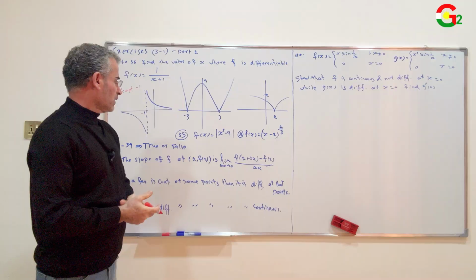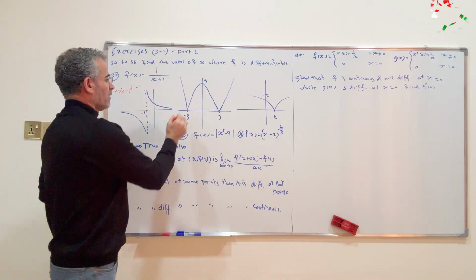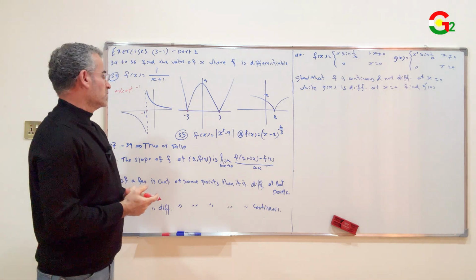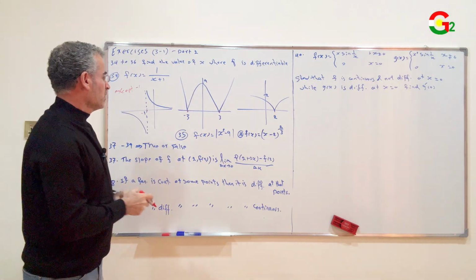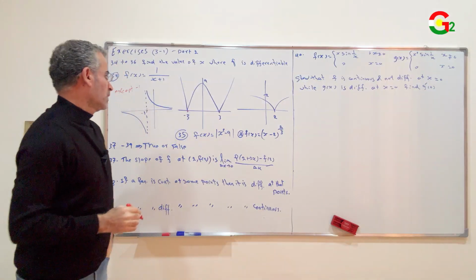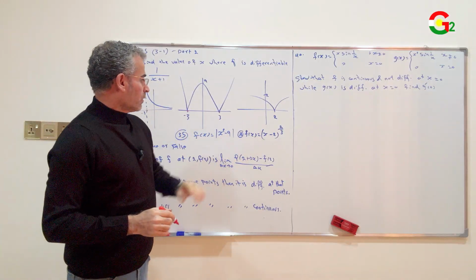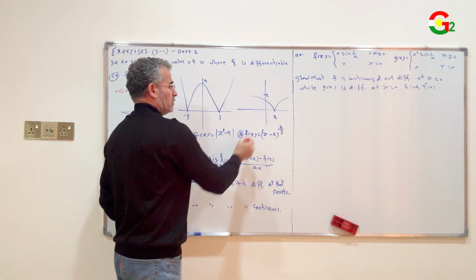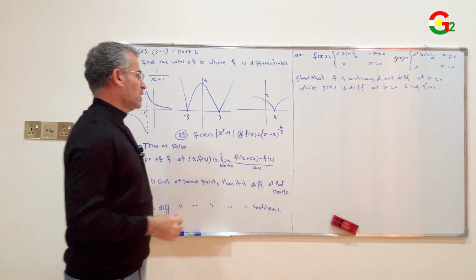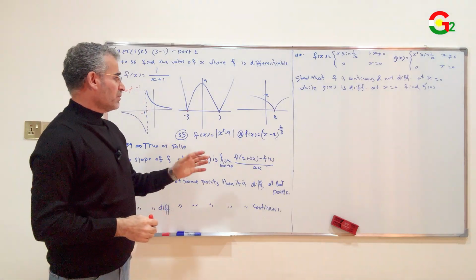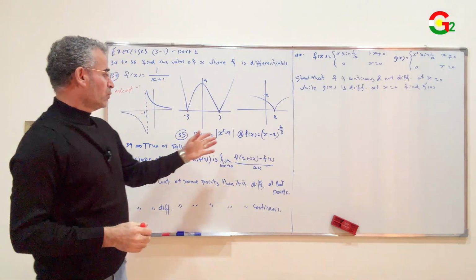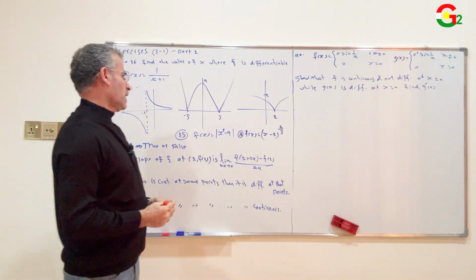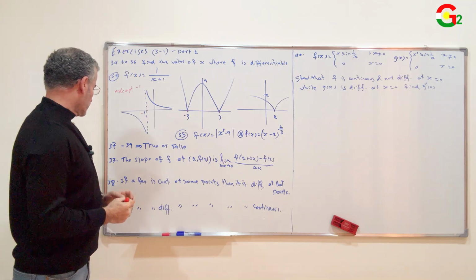For question number 35, as you see, the function has sharp points at 3 and negative 3. Therefore, this function is differentiable everywhere except negative 3 and 3. For question number 36, the function has a sharp point at 2. Therefore, it is differentiable everywhere except at 2, because the function is not differentiable at sharp points and not continuous points.